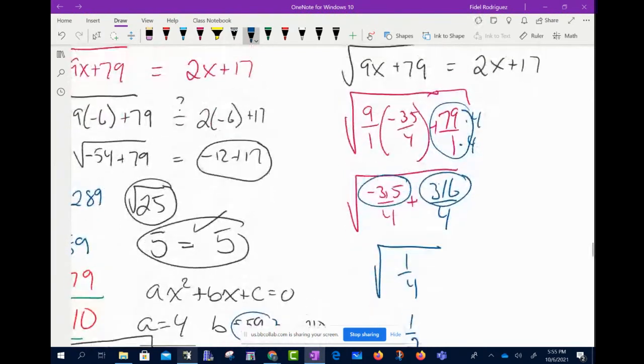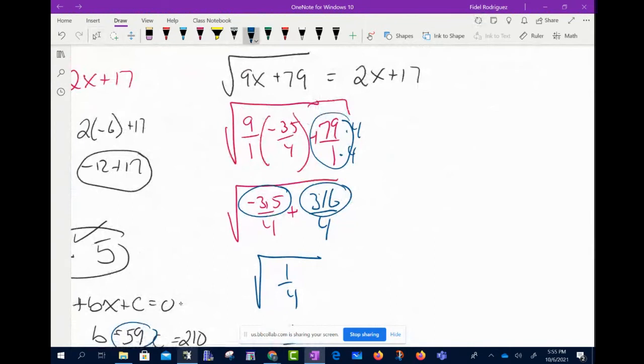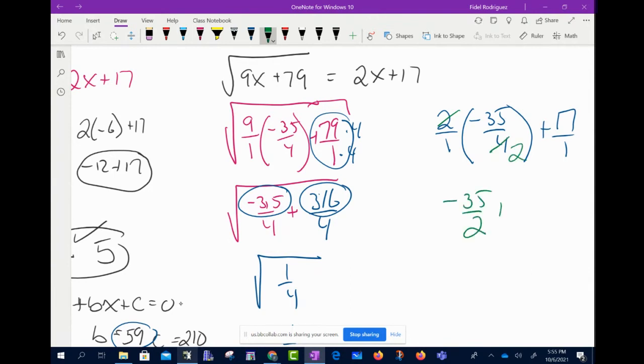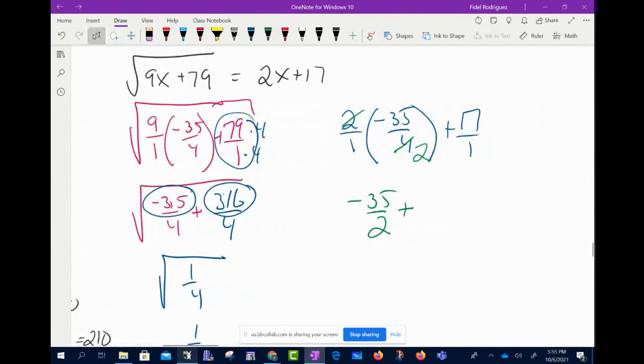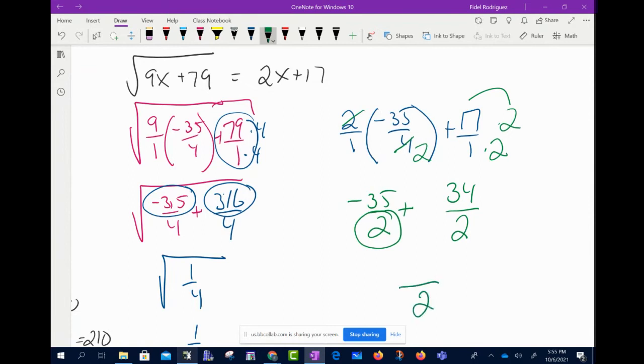So we did the left side, let's go ahead and do the right. So this is 2 over 1. Remember what number we're plugging in? Negative 35 over 4. Again, I'm going to think of that as 17 over 1. The first thing I'll actually do here, y'all, is reduce those. So that's a negative 35 over 2. Again, I want to get a common denominator. If this denominator is a 2, I'm going to multiply those by 2. So 17 times 2 is 34. And again, we're almost done here. Look, I owe you 35, and I only have 34. I still owe you 1.